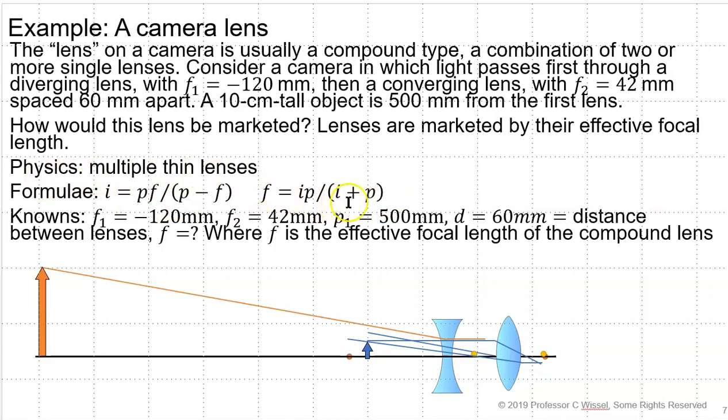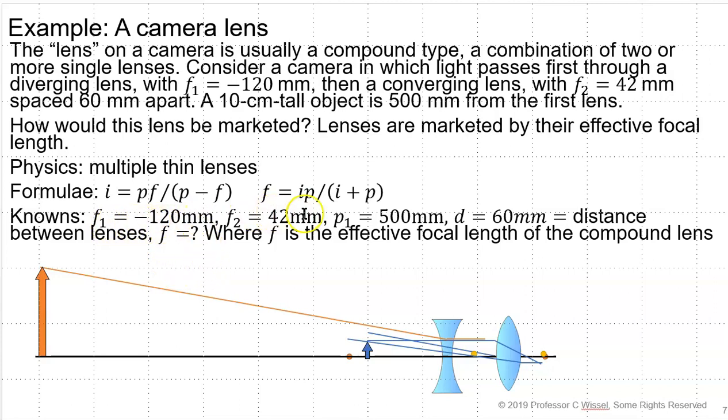This is the power of doing things in symbols. Now, we know that F1 is minus 120 millimeters. Notice this minus sign. F2 is 42 millimeters. P1 is 500 millimeters. D is 60 millimeters. That's the distance between the lenses. And they want to know what is the effective focal length of the compound lens.